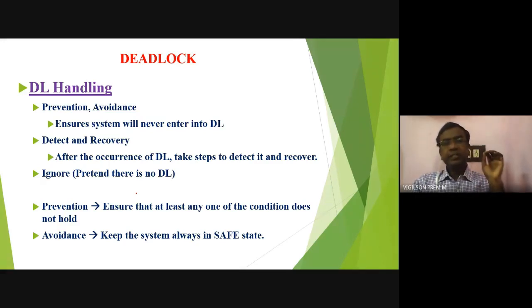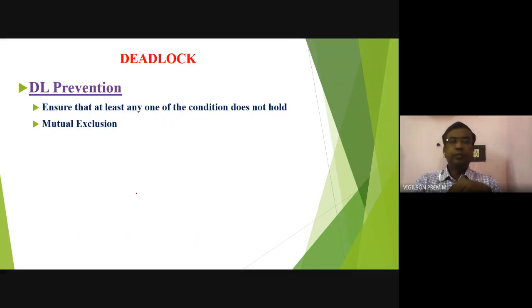What is avoidance? Keep the system always in a safe state. Later we will see what is a safe state and all. This is for your introduction only. Okay. Quickly we will go to prevention. Deadlock prevention. What is the definition? Ensure that at least any one of the conditions does not hold. Okay, does not hold. What is the first condition?